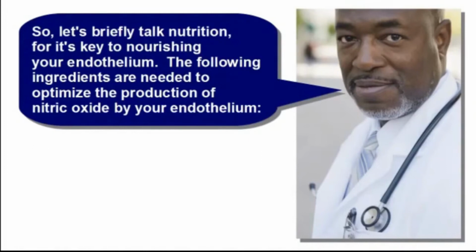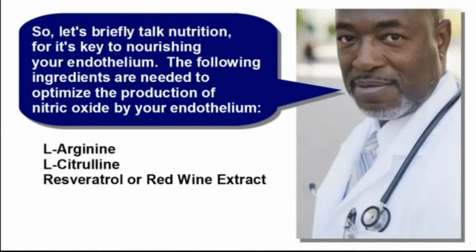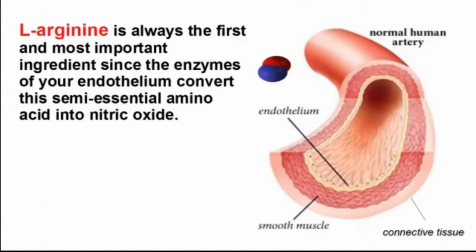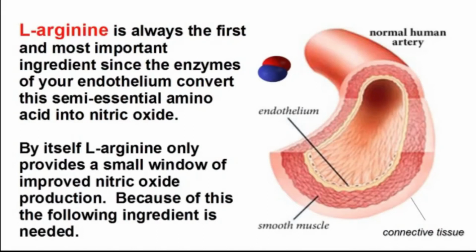The following ingredients are needed to optimize the production of nitric oxide by your endothelium: L-arginine, L-citrulline, resveratrol or red wine extract, vitamin D3, vitamin K2, pomegranate fruit concentrate. L-arginine is always the first and most important ingredient, since the enzymes of your endothelium convert this semi-essential amino acid into nitric oxide. By itself, L-arginine only provides a small window of improved nitric oxide production. Because of this, the following ingredient is needed.